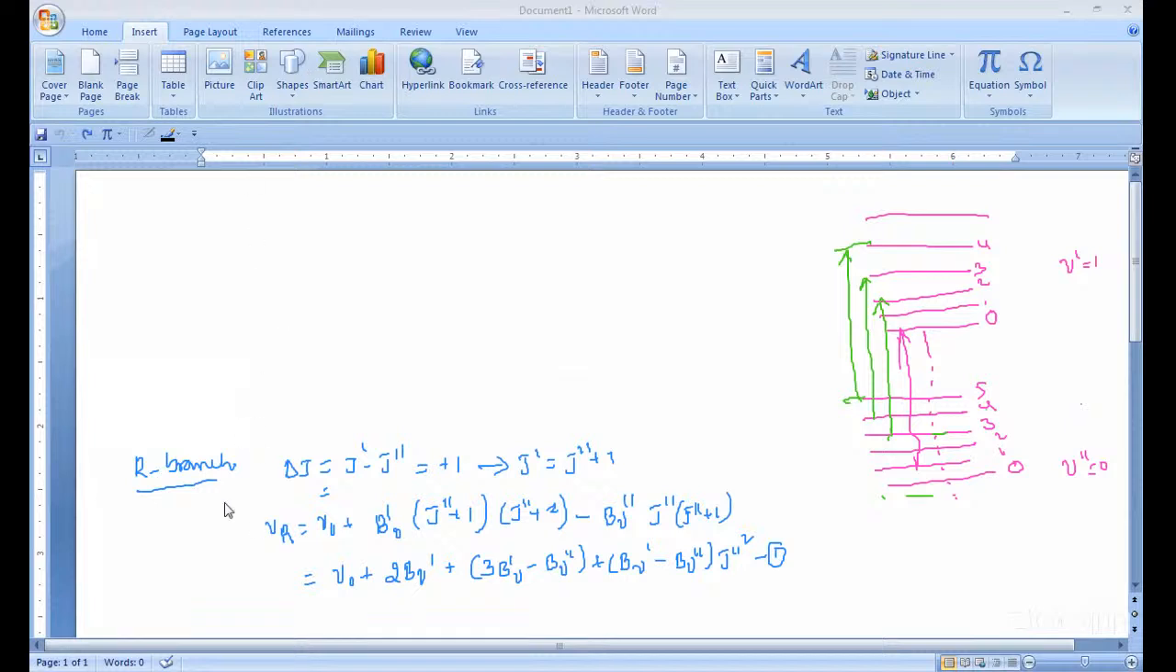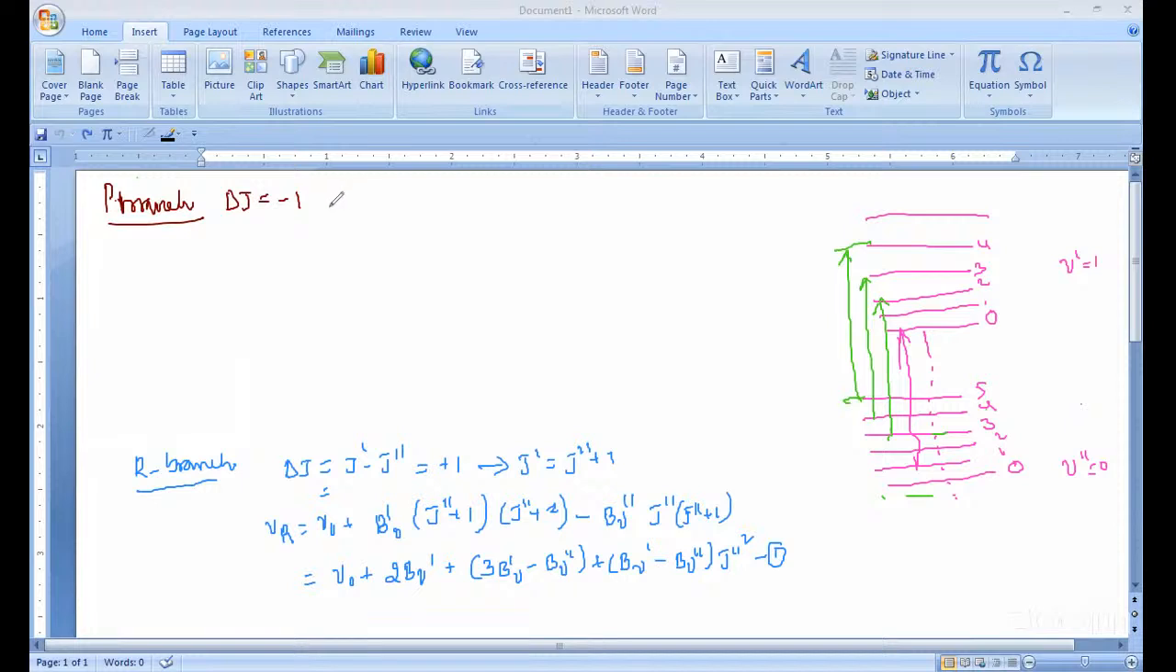This one is somewhat complicated. Similarly, you will get another which we call the P branch, right? So when we get the P branch, the value of delta J is equal to how much? -1. Delta J is equal to -1.